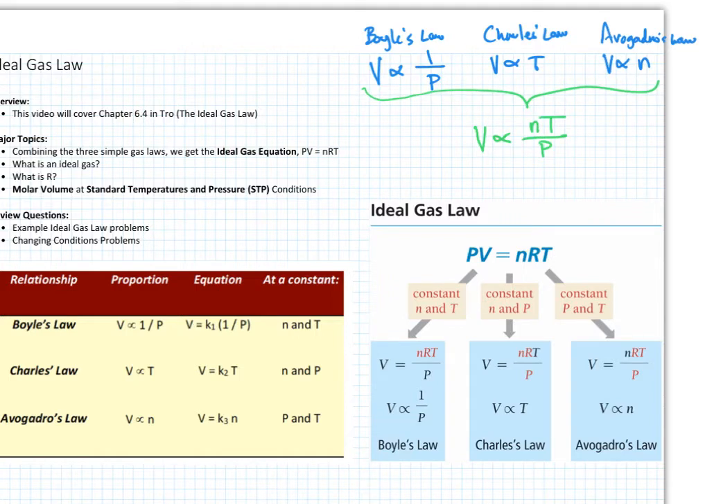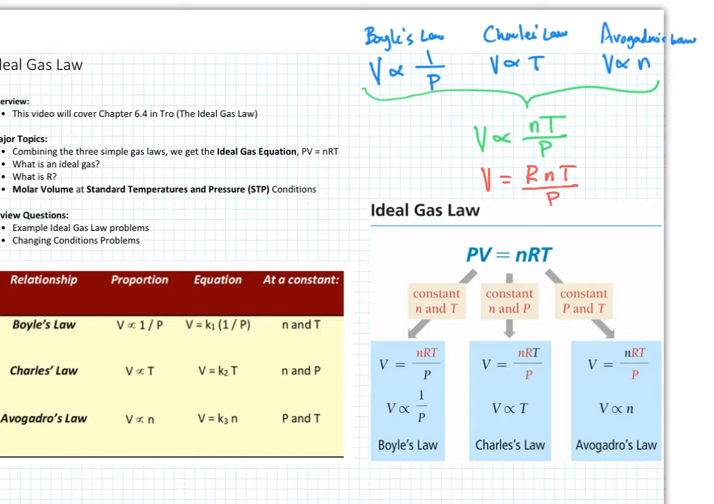What I've done is combine those three different simple gas laws, which we already gave some example experiments for, into one equation, and we have a proportionality symbol, which means as the temperature goes up, the volume goes up. As the number of moles goes up, the volume goes up. As the pressure goes up, the volume goes down. That's what this proportional sign means. But if we want to change that to a math equation, with an equal sign, I need to put in some sort of proportionality constant. And I'm going to use the variable R for this.